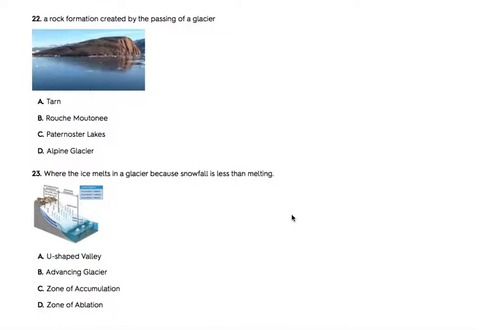22. A formation created by the passing of a glacier. Is that A, tarn, B, a roche moutonnée, C, a paternoster lake, or D, alpine glacier?